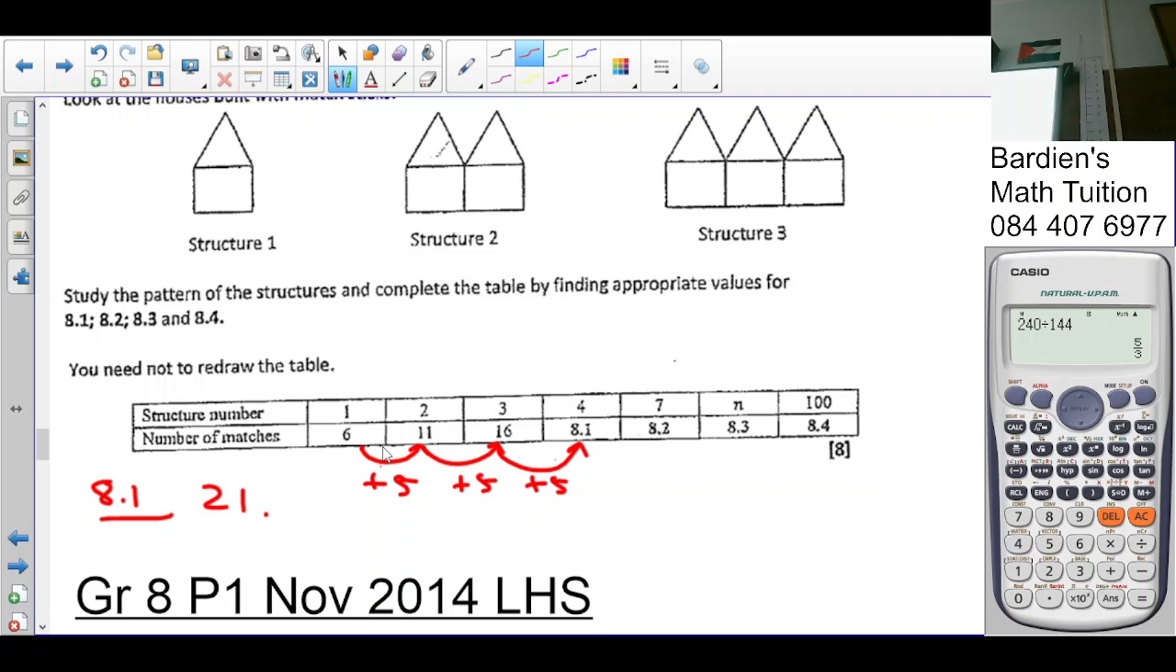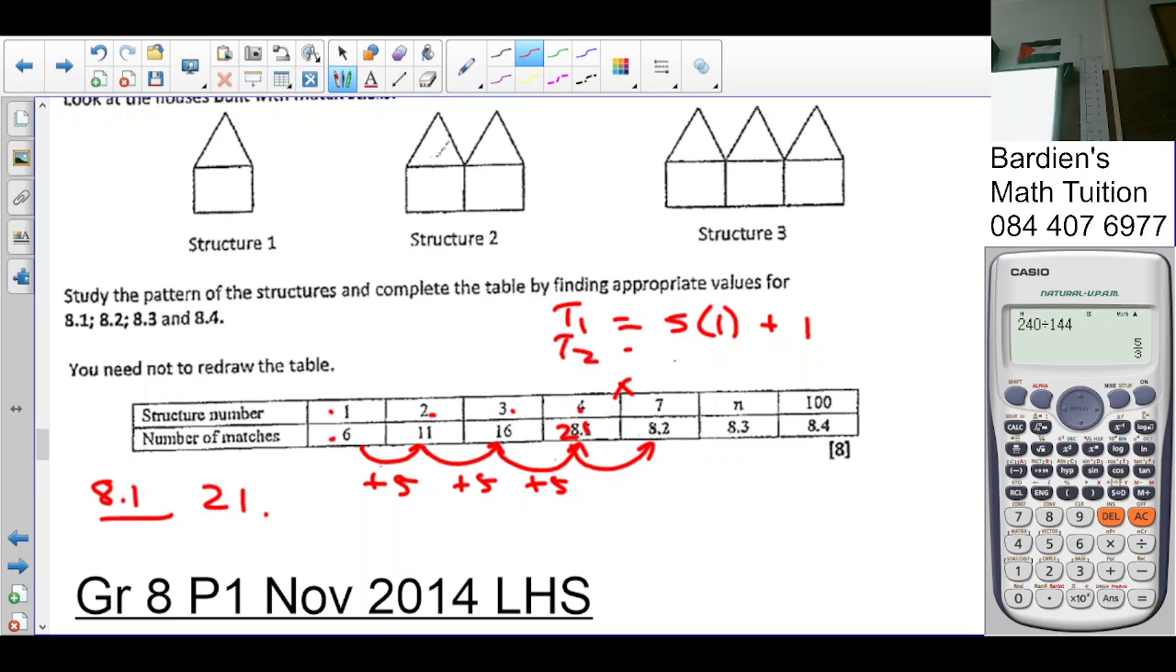Then here I want to know for term 7. So this is 1, 2, 3, 4, and then skipping a few numbers and going to 7. Which means to say I can't add 5 to 21 and get 26 for term 7, or structure 7. What I need to do is work out a pattern here. So we know we're timesing it by 5, so it's 5 times, and this is term 1, or structure 1. What's 5 times 1? 5. But here it's 6, which means I must add 1. That is for structure 1.